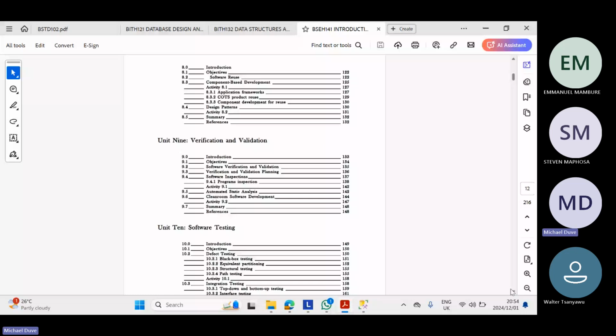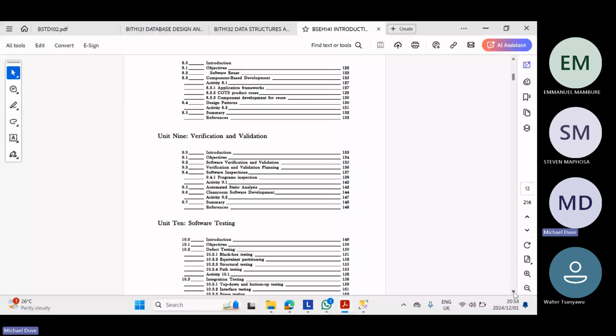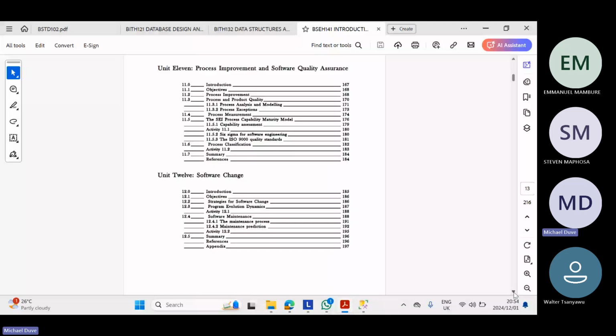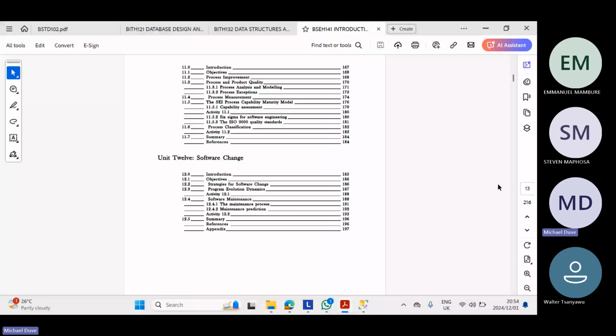So that is unit 10, right? Then when you go to unit 11 and 12, in unit 11 you can look into process analysis and modeling.